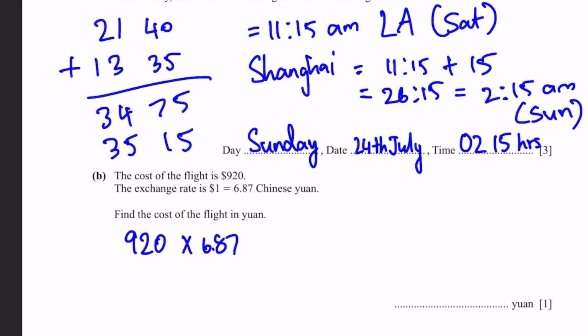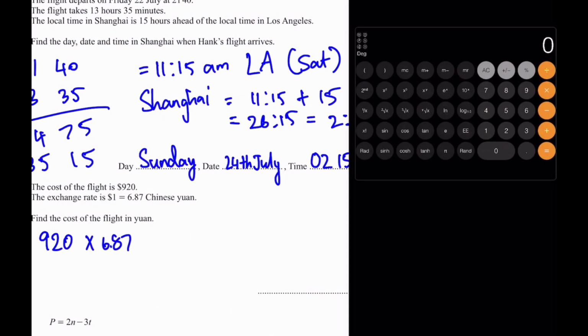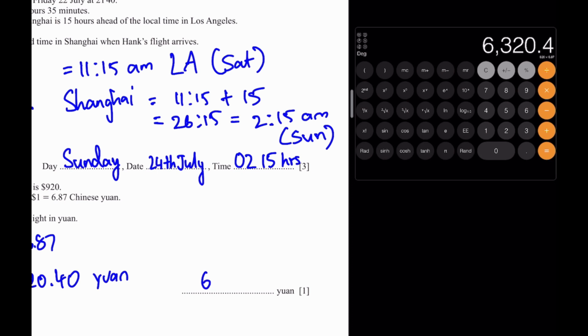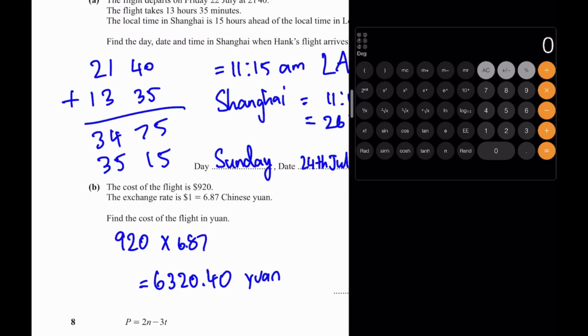Now it's finally time to get our calculator out. And let's do that right now. So here we are. Our calculator, 920 multiplied by 6.87 is equal to 6320.4 in Chinese yuan. Let's put 40 because it's 2 digits. Let's write the answer. Let's get the calculator off of here.